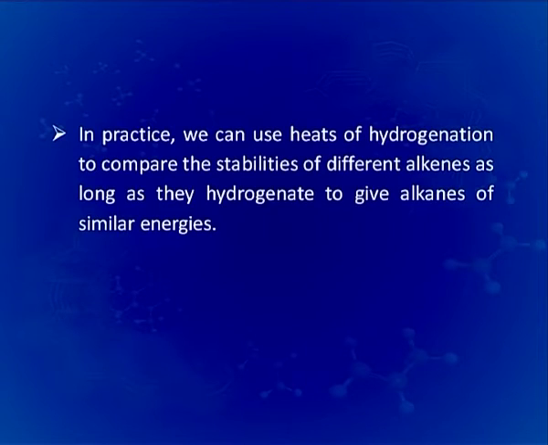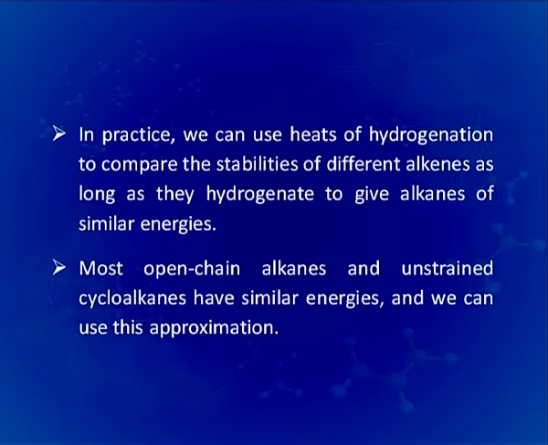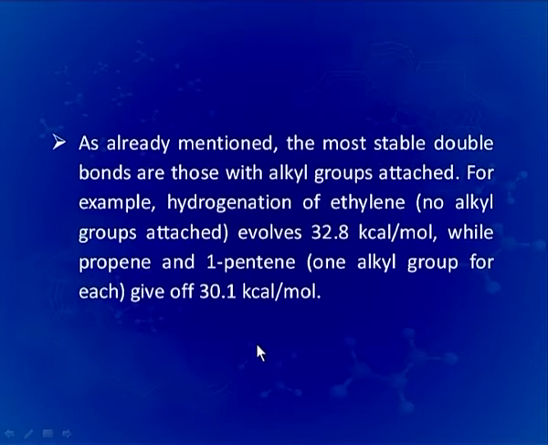So, heats of hydrogenation in kilocalories per mole of 3 different alkenes are the same, since the alkanes formed have similar energies. In effect, the heat of hydrogenation is a measure of the energy content of the pi bond. In practice, we can use heats of hydrogenation to compare the stabilities of different alkenes, as long as they hydrogenate to give alkanes of similar energies. Most of the open chain alkanes and unstrained cycloalkanes have similar energies, and we can use this approximation to explain.